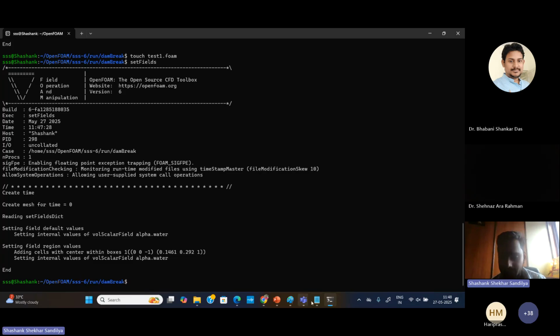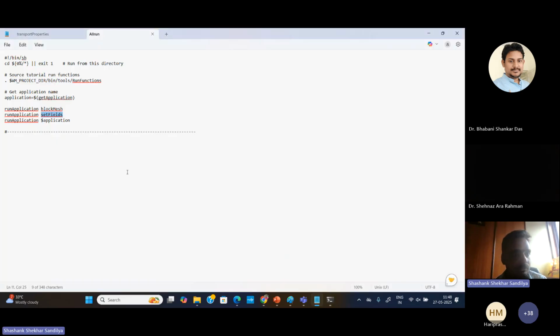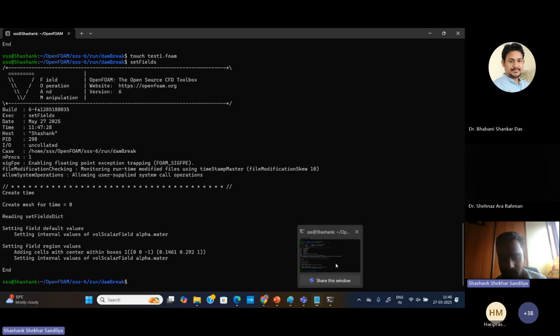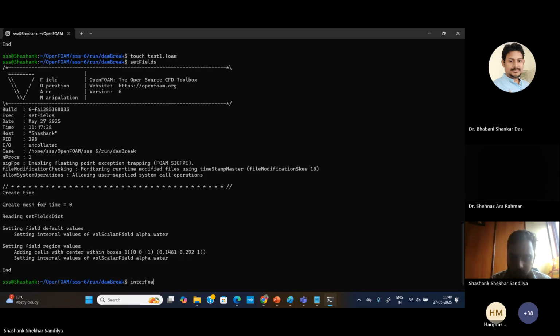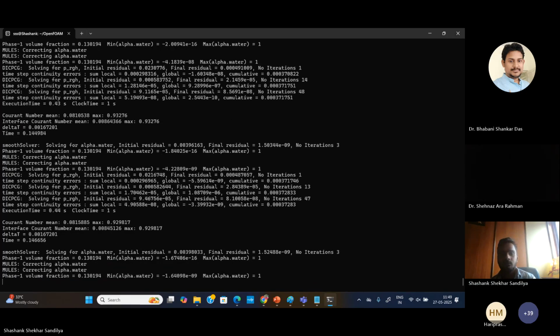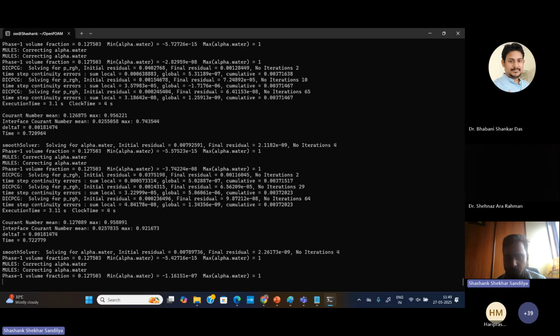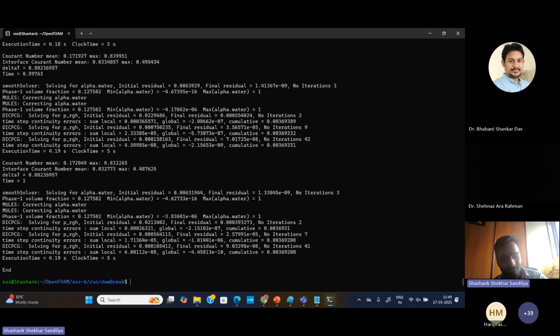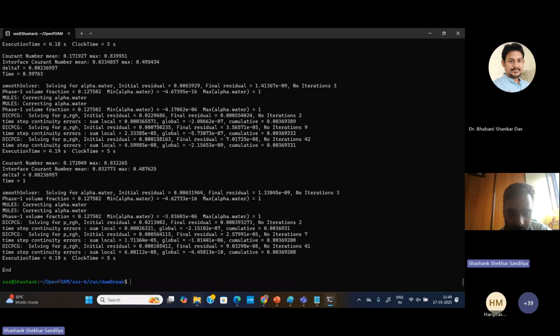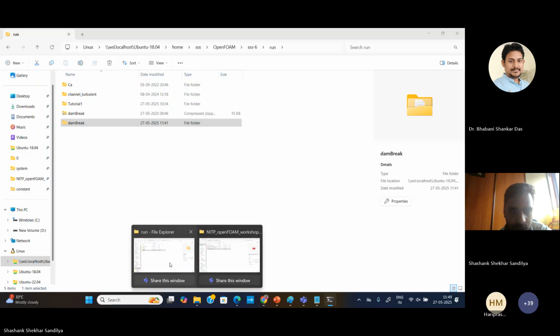Okay, then the last command given in our Allrun file is the application. We know that we have used the interFoam solver. So for running this, we just need to type interFoam. So our simulation has started. It takes a few minutes. It has been completed. So if you want to see our results, we will go to that folder.